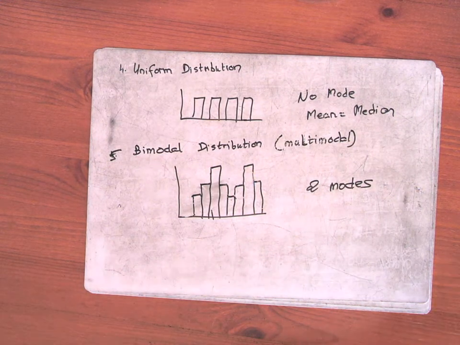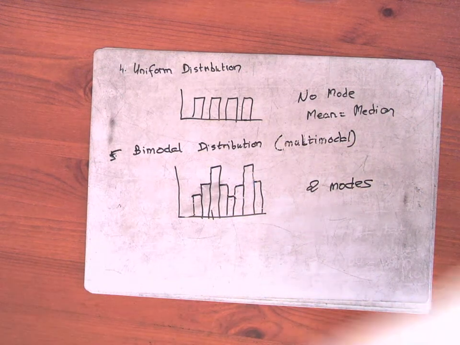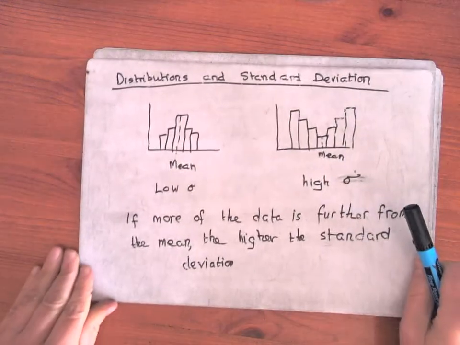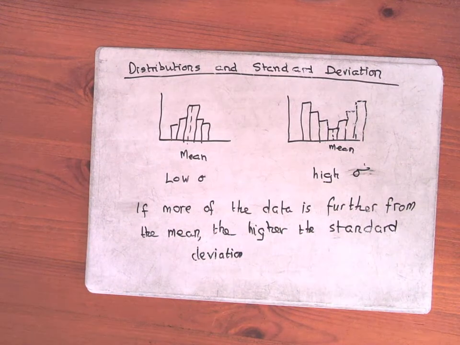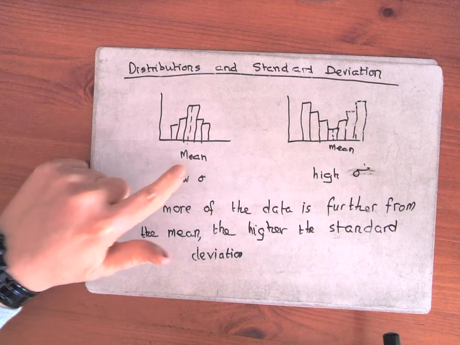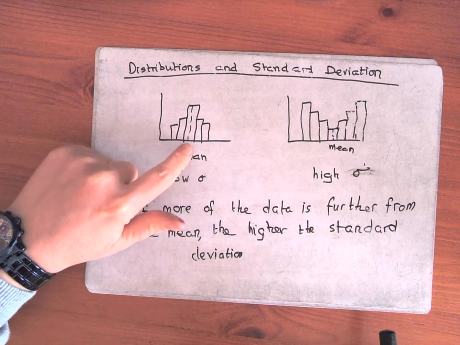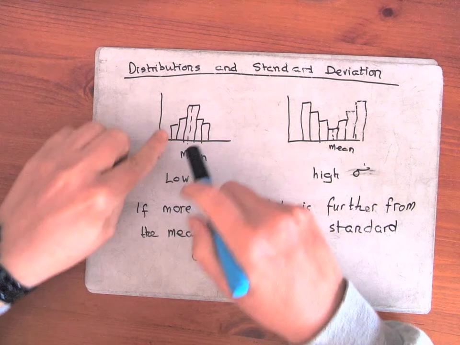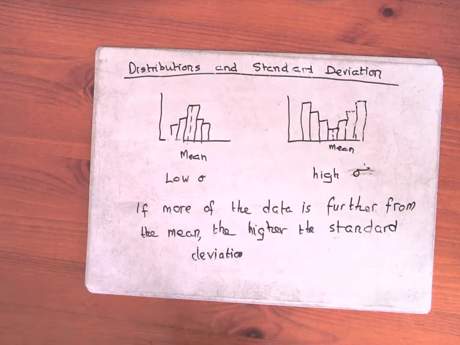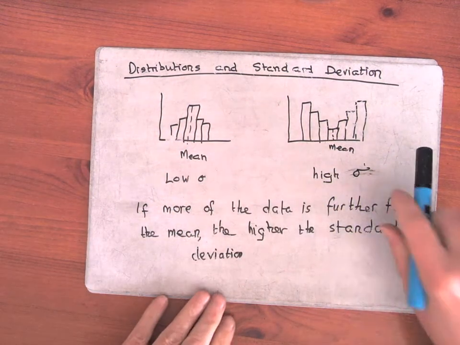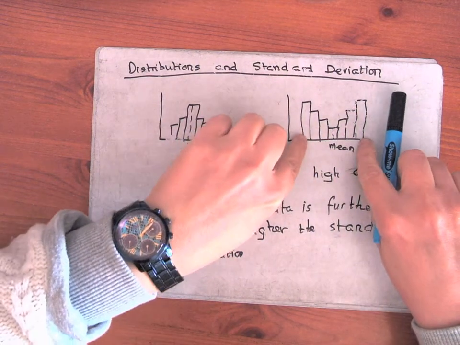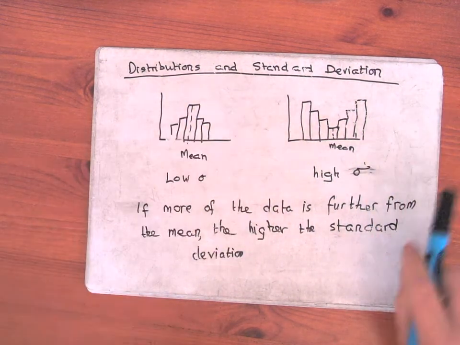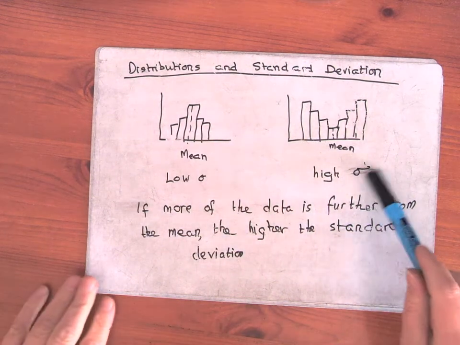And finally then, what about just the shape of the distribution and the standard deviation? Remember the standard deviation is how far away the values are from the mean. Here the mean is in the middle, and most of the data is huddled around the middle, so therefore it would have a low standard deviation. In this one, the mean is in the middle, but most of the data is out here, so it's far away from the mean, so that would have a high standard deviation.